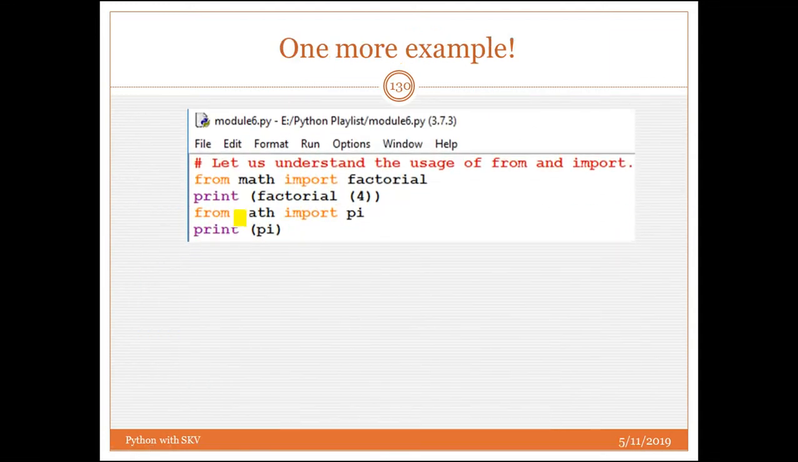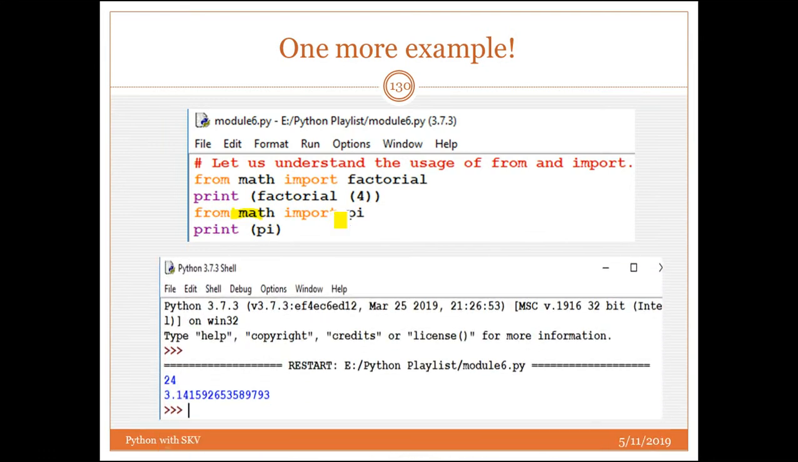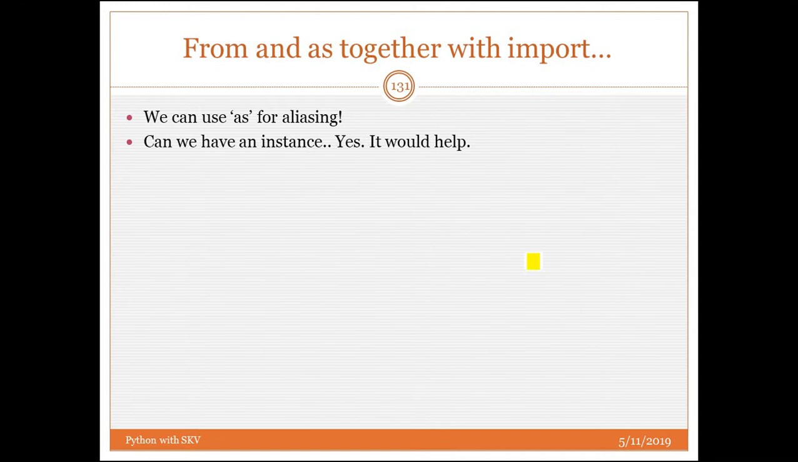One more example. Factorial we have already seen. So from math, import pi. So print pi will get you 3.14. Very simple. So remember it. Now I am going to have one more thing. This is the final thing in this topic.